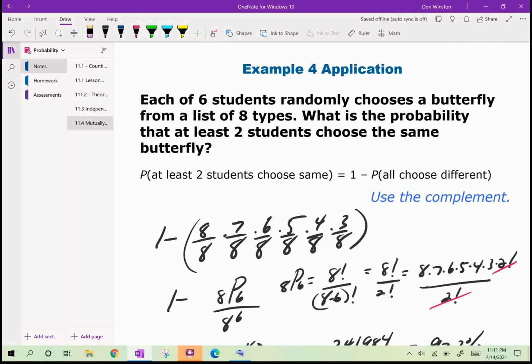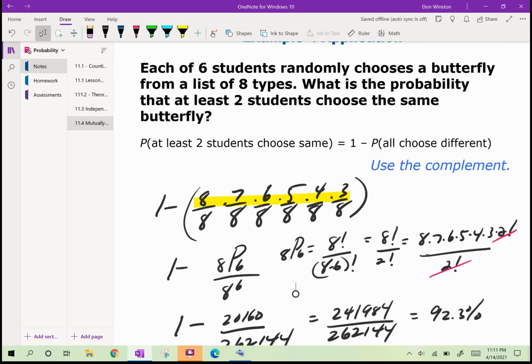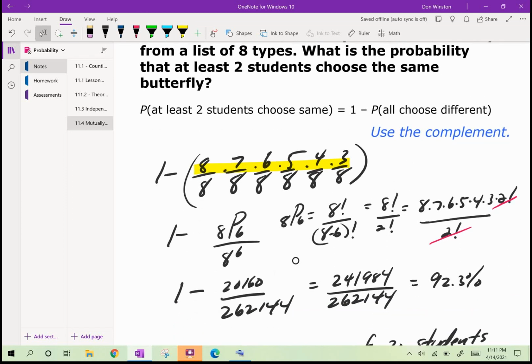So the probability of at least 2. Now this, 8 times 7 times 6 times 5 times 4 times 3, represents a permutation, or 8P6. Eight items taken 6 at a time. And then the denominator is just 8 raised to the 6.